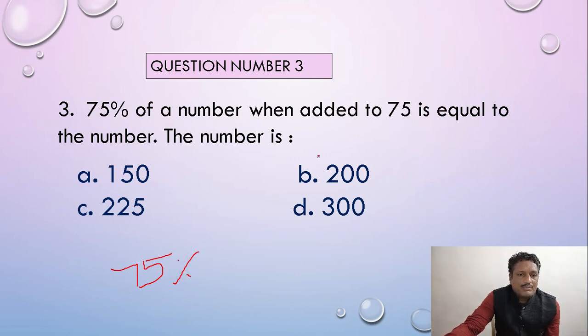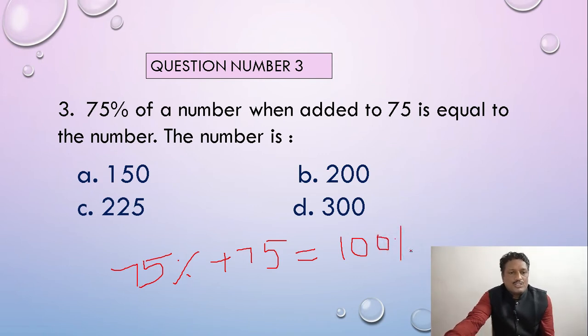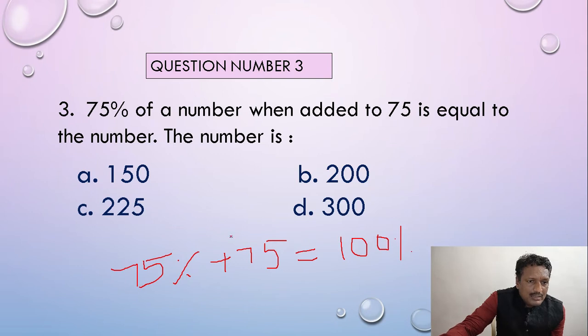When added to 75 plus 75, that is equal to the number they had given. Equal to the number means 100%. See, this is a percentage, this is a numerical value, this is a percentage.